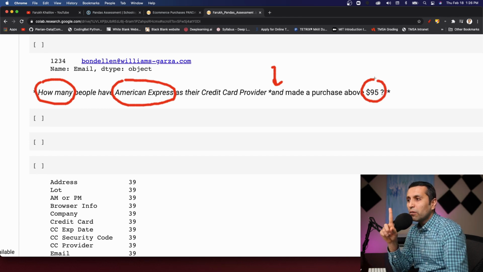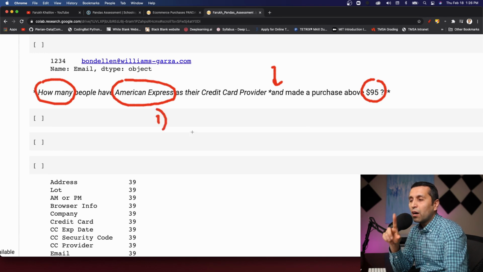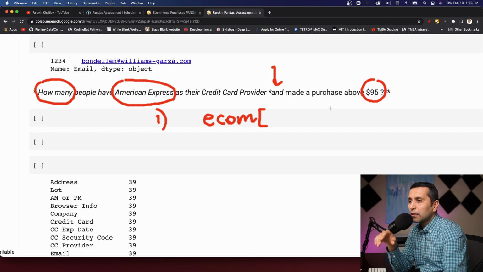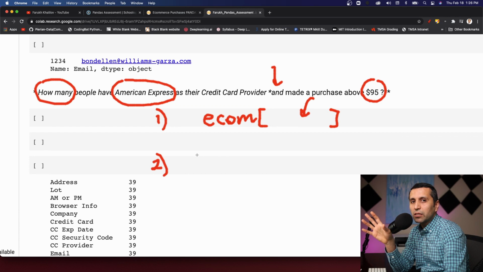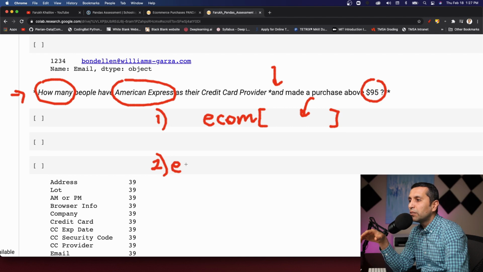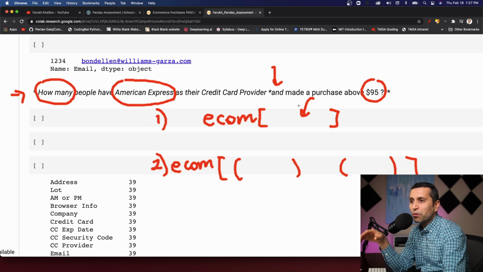Remember that if I have only one condition, I put my data frame, which is ecom, open the brackets, and write my condition there. What if I have more than one condition? For this question, I have two conditions only. So I write ecom, my data frame, open and close my brackets, and inside I write the two conditions: condition 1 and condition 2. With one condition there is no need for parentheses, but here we need to put the parentheses.